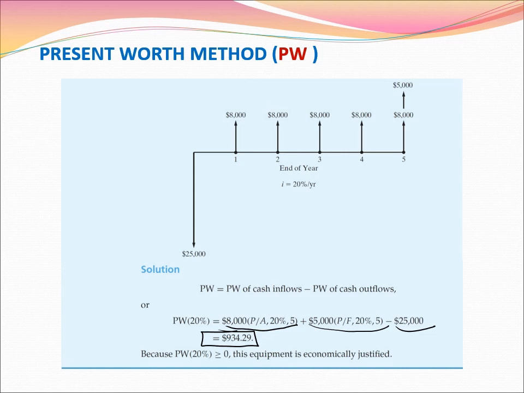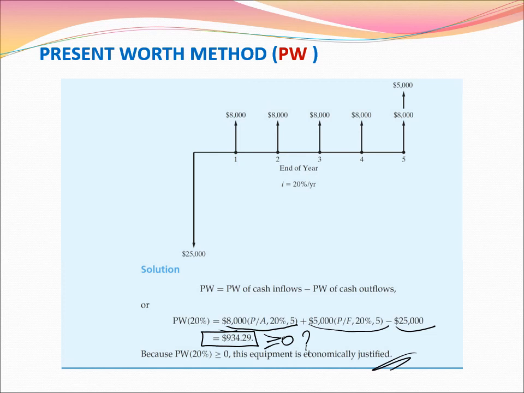dollars. This is positive, and we check if it is greater than or equal to 0. And yes, it is. So it means that you are earning. How much are you earning? Are you earning $934? No. This is the excess amount over your MARR. You are earning more than your MARR value. You are earning more than 20% in this project.